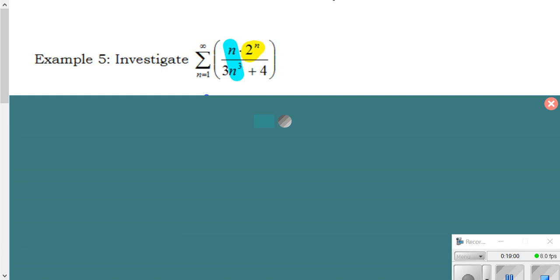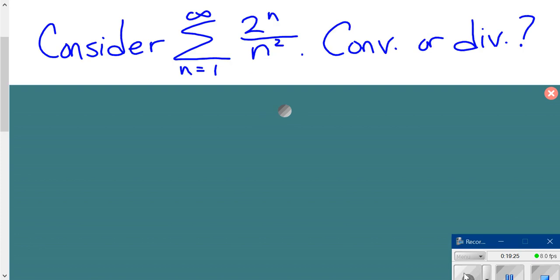So I would say the 2 to the n on the top and the n squared on the bottom are the things that really are sealing this. The 3 as a multiplier and the adding 4 are not really of consequence. So really, if I'm going to use 2 to the n over n squared in a limit comparison, I need to first figure out how that guy acts. It's not just a p-series.